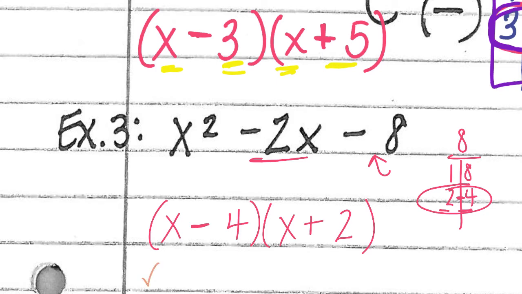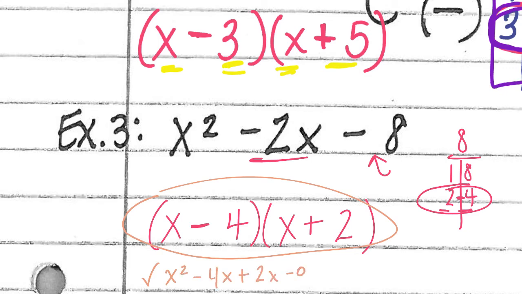Again, you could check your work. This is the answer, but I can check my work. x squared minus 4x plus 2x minus 8, just to see if it's going to give me the exact same question.